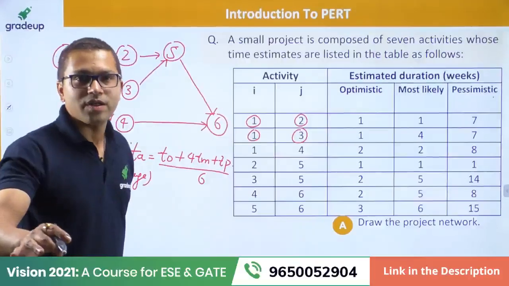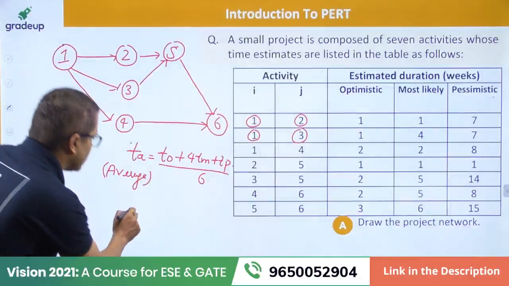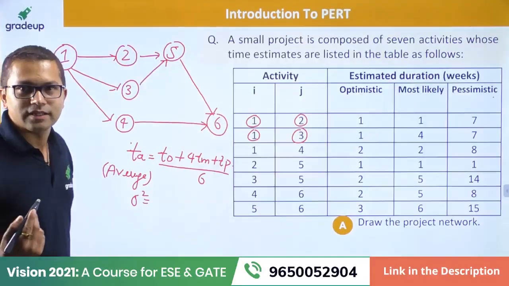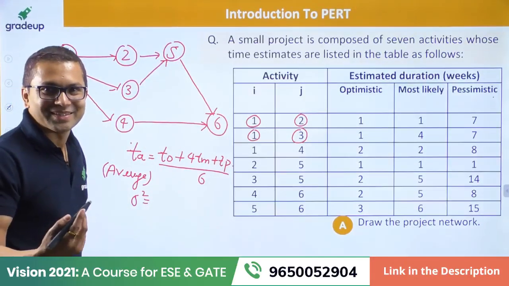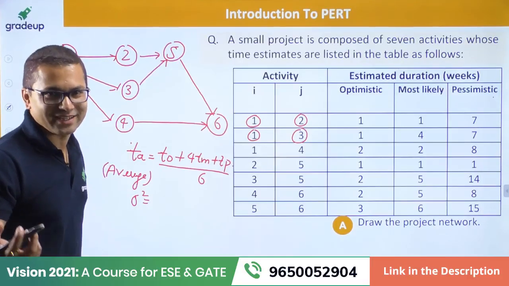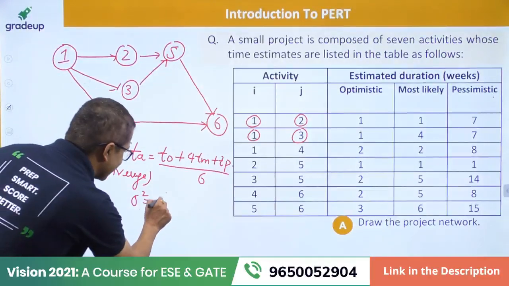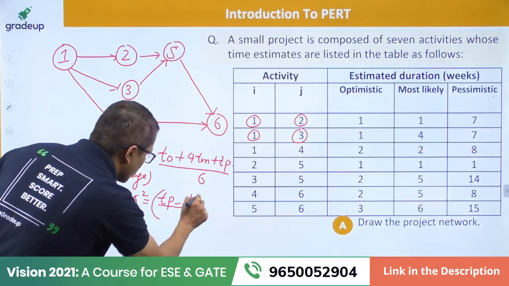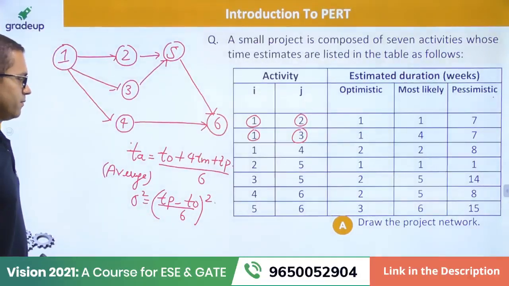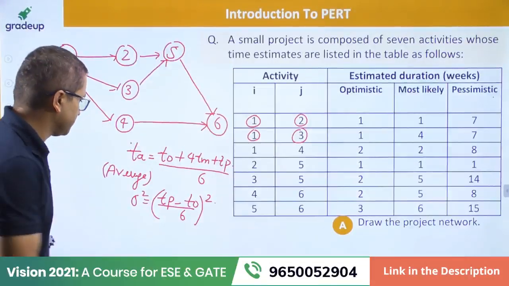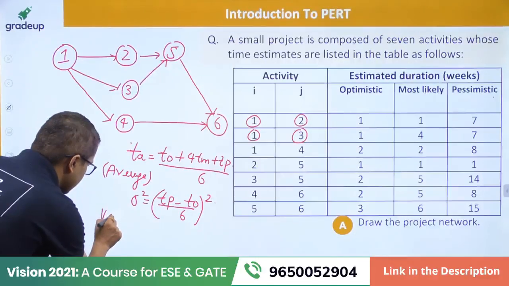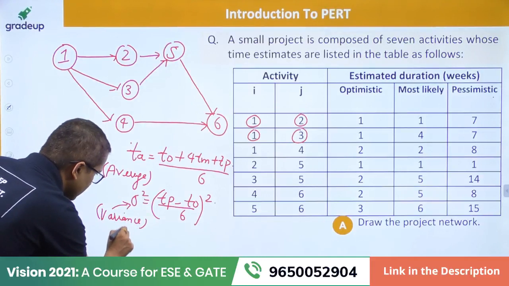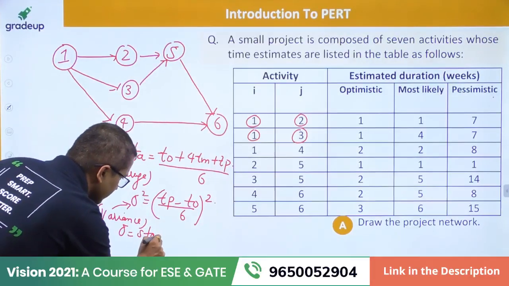Okay. Now, and also, before this, the variance of an activity. Okay, I guessed correctly. Okay, Jay, it is good that you could guess it very correctly. It is Tp minus To upon 6 whole square. This is the variance of an activity, all right? Variance is sigma square, where sigma is nothing but standard deviation.